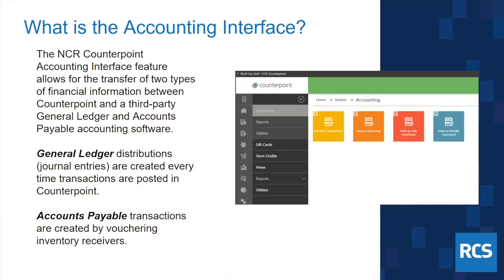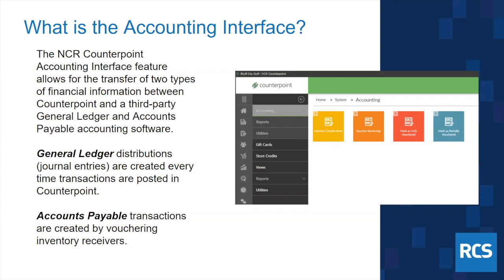The accounting interface allows you to transfer two types of information from your Counterpoint system to a third-party general ledger and accounts payable software. We do have some confusion sometimes. People ask whether we can transfer all of your accounts receivable transactions or all of your inventory transactions, or all of that same kind of duplicate detail from Counterpoint to your accounting software. That is not what the accounting interface does. The accounting interface transfers one or two types of information over to your accounting software.